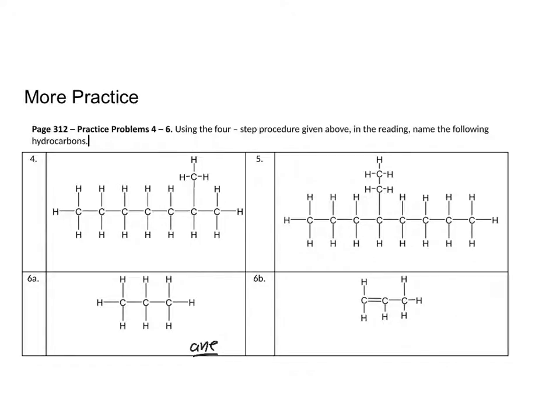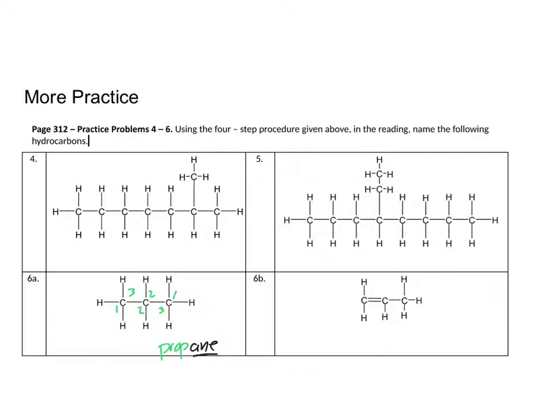I know that there are 1, 2, 3 carbons, so it's going to be a prop. It's going to be propane, and that's it. We're done. There's nothing we have to worry about because there's no multiple bonds, so we don't have to tell the world where they are.